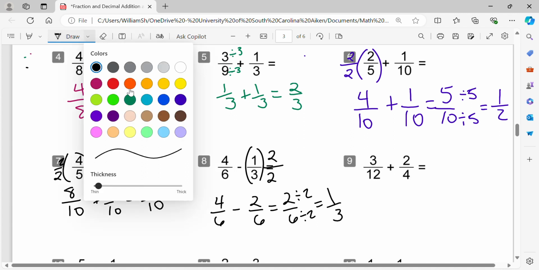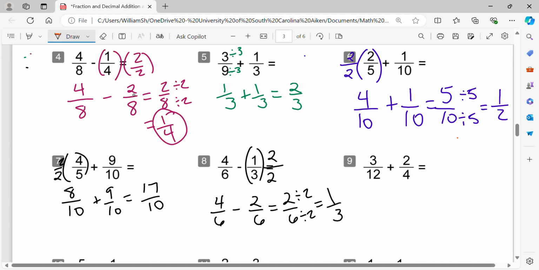Alright, let's look at number 9. Number 9 says 3/12 plus 2/4. Uh-oh. Do you see it? Take a minute. Do you see it? Look at number 5. Do you see it again? What can we reduce this first term by? We could actually reduce both terms, but let's just reduce this first term and see what happens. Could reduce this first term by a factor of 3, because 3 goes into 3 and 3 goes into 12.